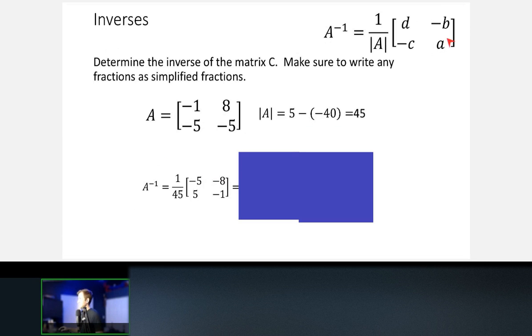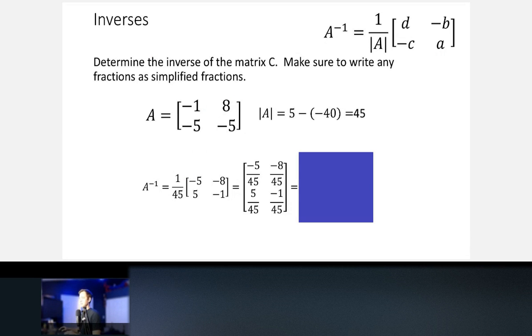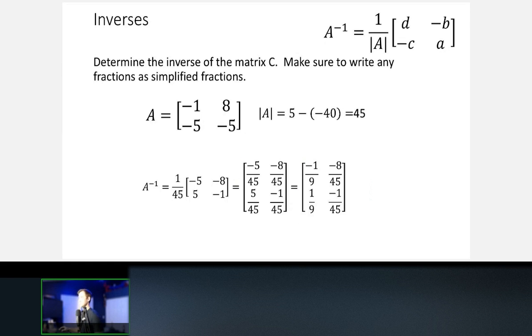Now, don't forget, like we learned Friday at the noon live lesson, these diagonals trade places. So -5 and -1, these trade places. The 8 and the -5 stay in the same place, but you just flip the sign. So this 8 becomes -8, and this -5 becomes +5. And then we just distribute, right? We distribute the scaling value to every element. And then don't forget to reduce your fractions if you want credit.